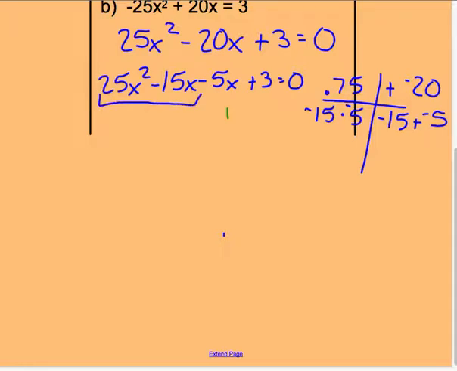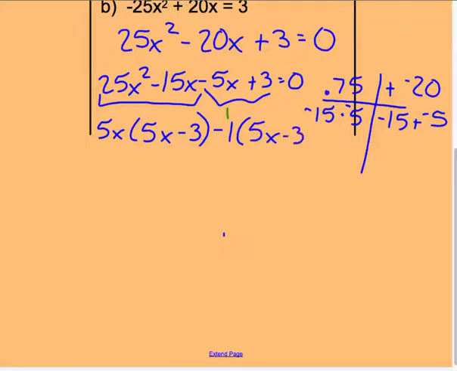The first two terms have a common factor of 5x. And the second two terms have a common factor of negative 1, so we can get the same signs as our first binomial. So then we've got 5x minus 3 factors out. 5x minus 1 was left over.